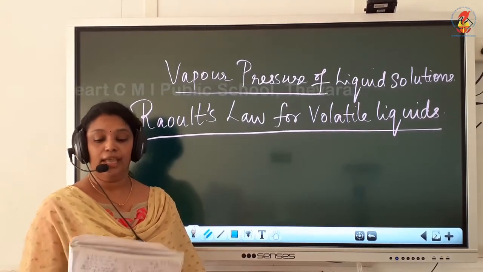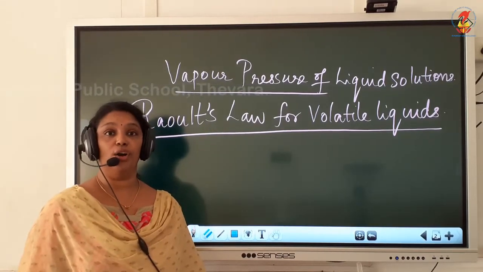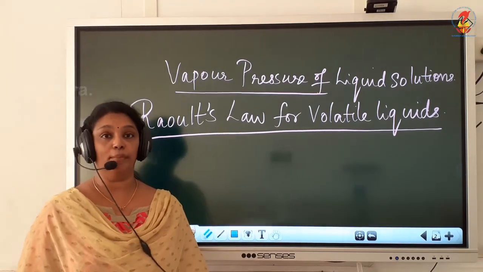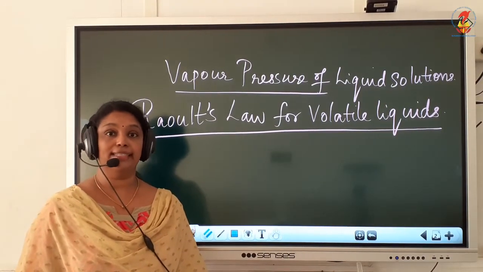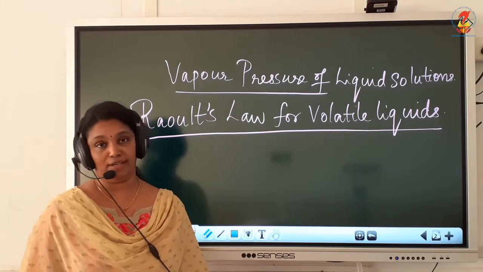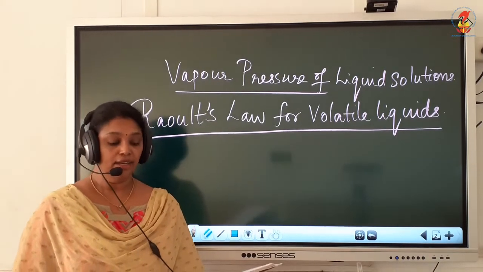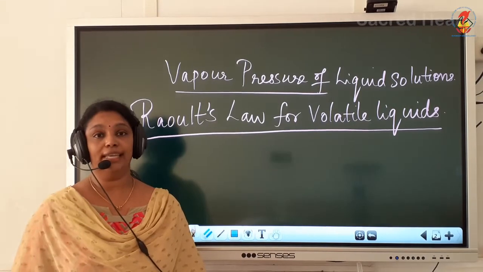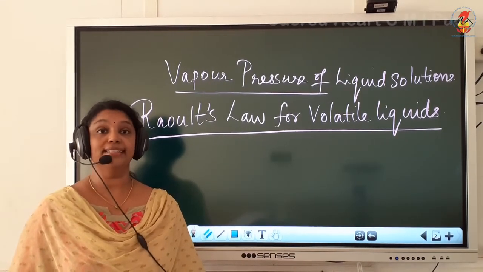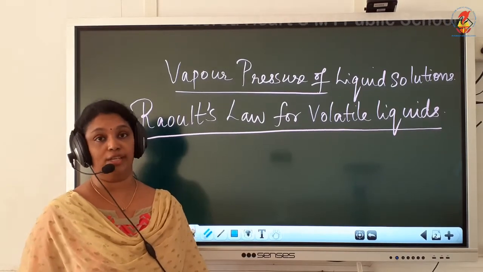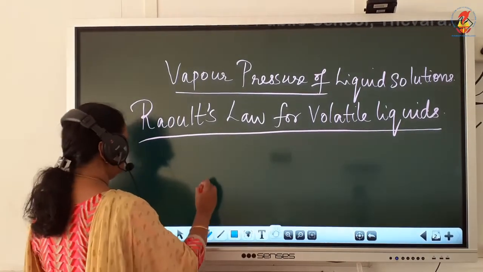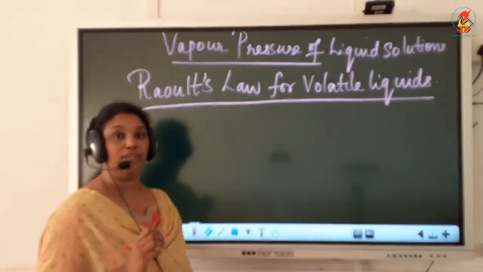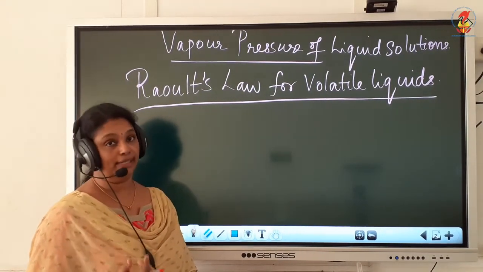This is the statement. According to Raoult's law, for a solution of volatile liquid, the partial vapor pressure of each component in solution is directly proportional to its mole fraction. I'll say the statement again. For a solution of volatile liquid, the partial vapor pressure of each component in solution is directly proportional to its mole fraction. We have two components, solvent and solute, and both are volatile in nature.